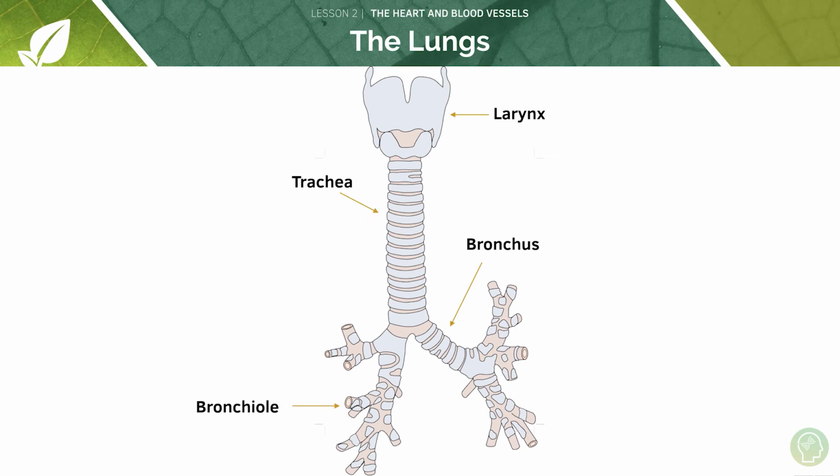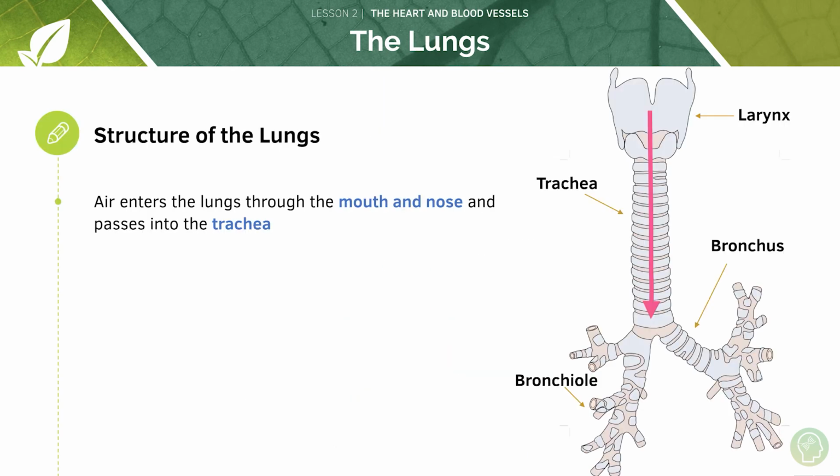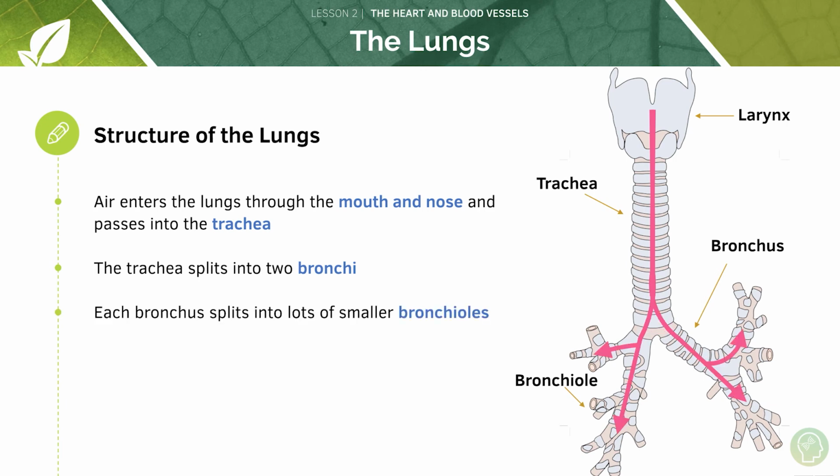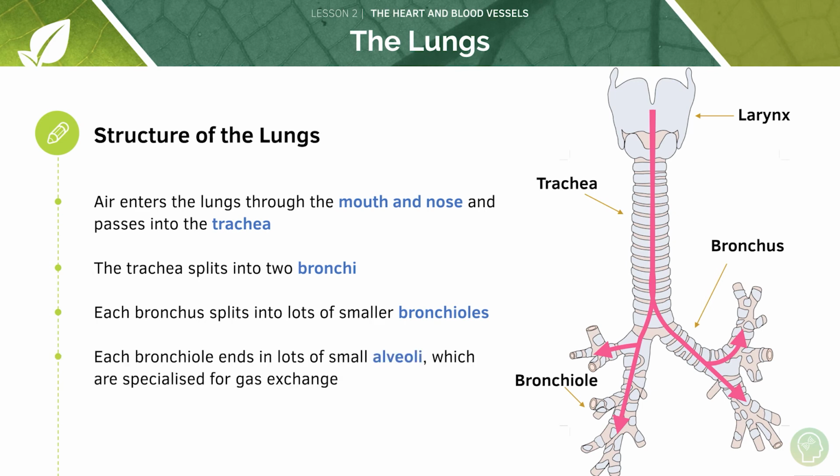And you're also going to need to know a little bit about the structure of the lungs. So air enters the lungs through the mouth and the nose, and it then passes down through the larynx and into the trachea. And the trachea splits into two bronchi, and each bronchus splits into lots of smaller bronchioles. Each bronchiole ends in lots of small alveoli, which are specialised for gas exchange. So you can imagine the lungs being around here. This is where your lungs would be.